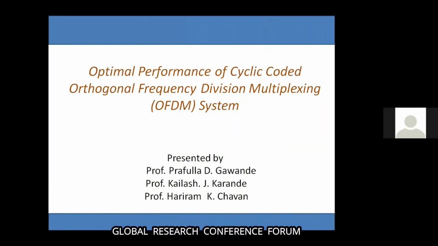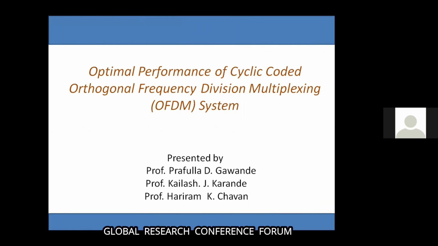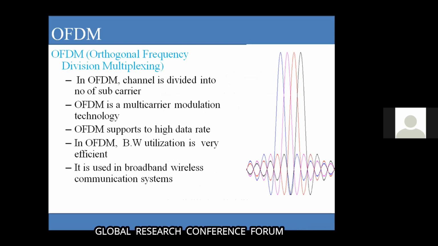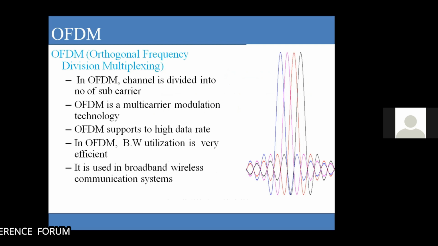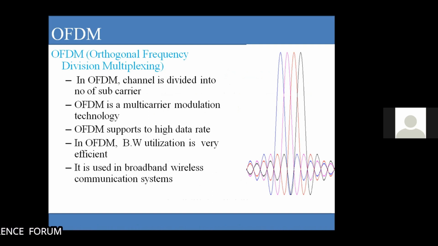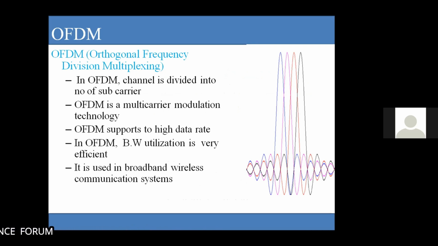Hello, everyone. My research topic is optimal performance of cyclic coded orthogonal frequency division multiplexing system. This is presented by myself, Prafulla Gawande, along with Kailash Karande sir and Hariram Chavan sir. Let us first see what OFDM is. OFDM is a digital multi-carrier modulation scheme that extends the concept of single subcarrier modulation by using multiple subcarriers within the same signal channel, rather than transmitting the data stream on a single channel. OFDM makes use of a number of subcarriers.